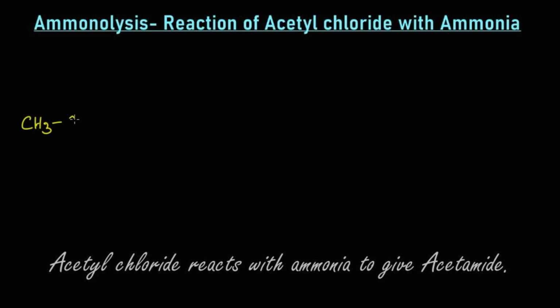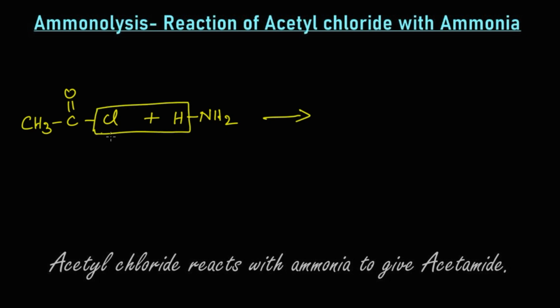Ammonolysis, that is reaction of acetyl chloride with ammonia. CH3 C double bond O Cl. This is acetyl chloride. We are going to react it with ammonia, that is NH3. For our convenience, I am writing this NH3 in this manner, HNH2. What happens? The chlorine from the acetyl chloride and one hydrogen from ammonia will leave as HCl. This NH2 will replace the chlorine and we get CH3 C double bond O NH2. This is known as acetamide.